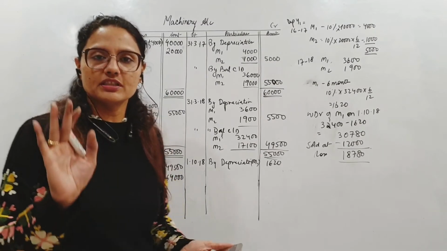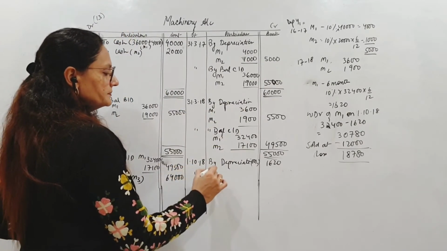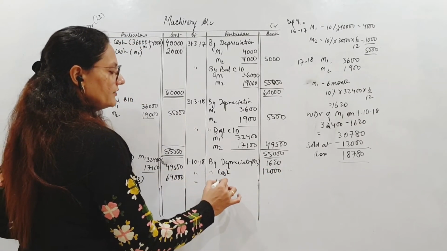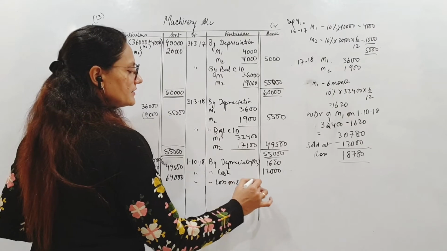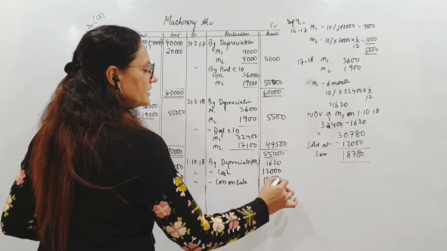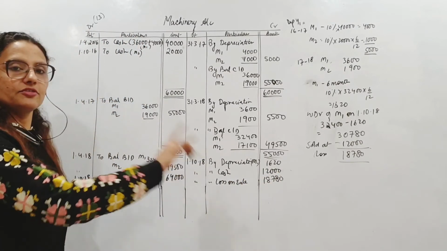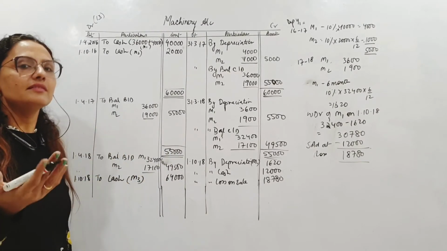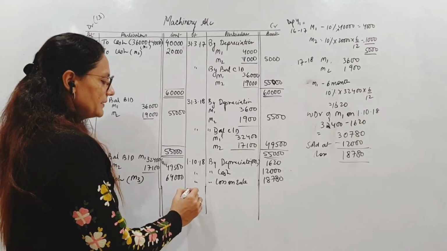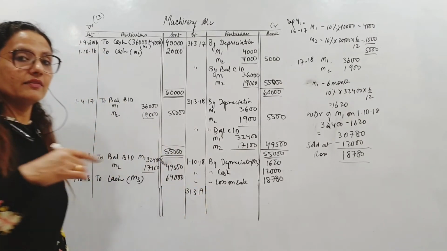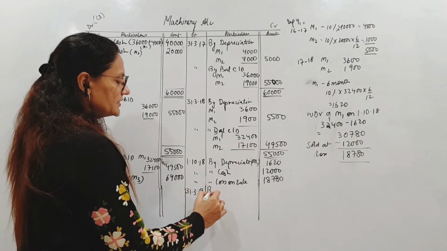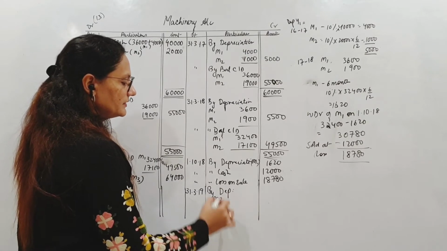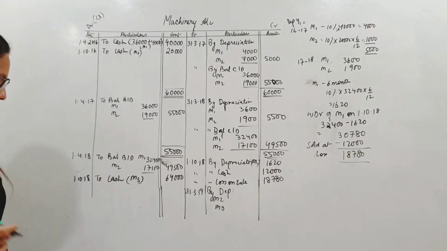Journal entry remains absolutely the same as in the straight line method. By cash, we received 12,000 and we made a loss on sale of asset 18,780. Sale entry complete. Purchase also we have entered. What are we left with? Depreciation. Very good. So depreciation at the end of the year. By depreciation we have how many assets now? M2 and M3. Alright? M2 and M3.